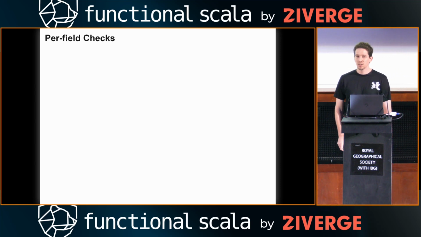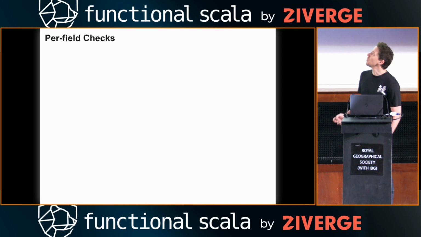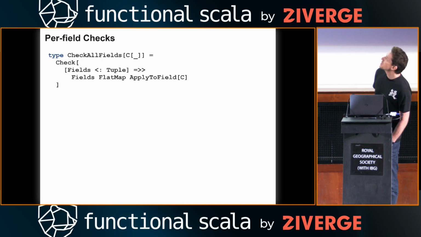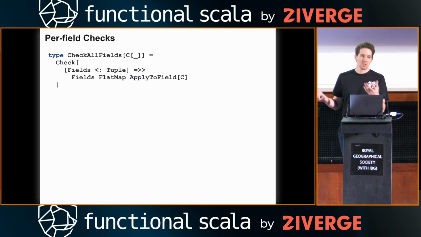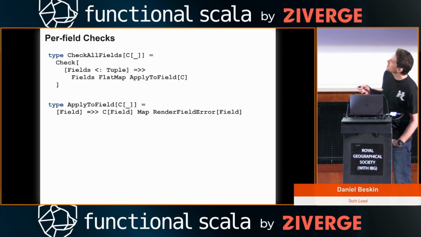Okay, so the next 2 checks that we have are per field. So each check should be applied to every field independently. So we'll lay down a bit more groundwork for this. Here's a type level function that checks all the fields. It takes a per field check and creates a new check that takes all the fields and applies this check to each field separately, and then uses flatMap to concatenate all the error messages into a single long list of errors.